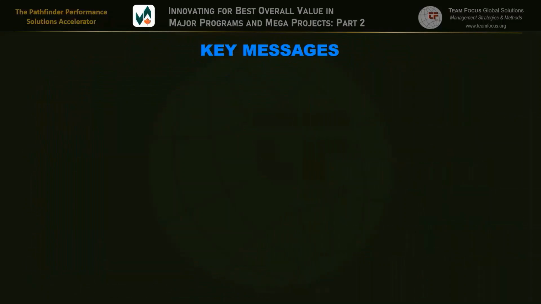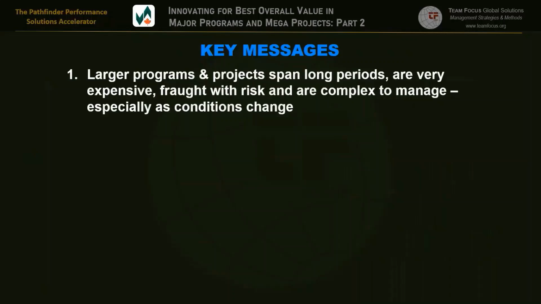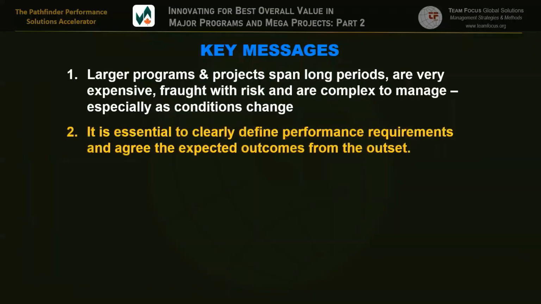Key messages: 1, larger programs and projects span long periods. They're very expensive, fraught with risk, and are complex to manage. When they go wrong, poor value for money, along with frustrated stakeholders, usually results, and anticipated financial returns are not achieved. 2, it is essential to clearly define performance requirements and agree the expected outcomes from the outset. Failure to do so typically causes a stop-start approach with substantial changes, resulting in increased cost and delayed in-service date. The subsequent operational period can suffer from poor choices made during capital planning and implementation.